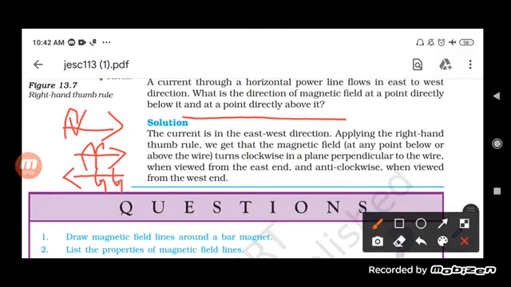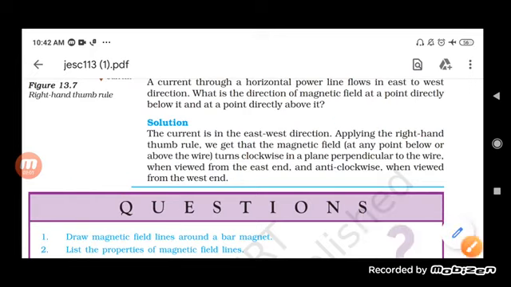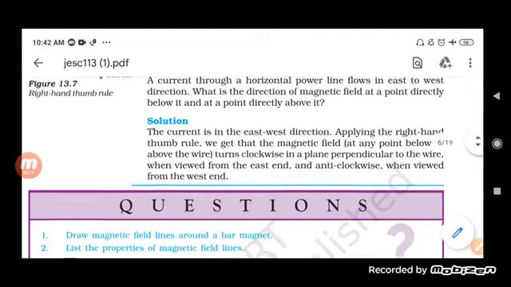So with the help of the right hand thumb rule, we can tell that if a current is carried by a straight wire, a straight conductor, then we are able to find the magnetic field also. What is the direction of the magnetic field lines?